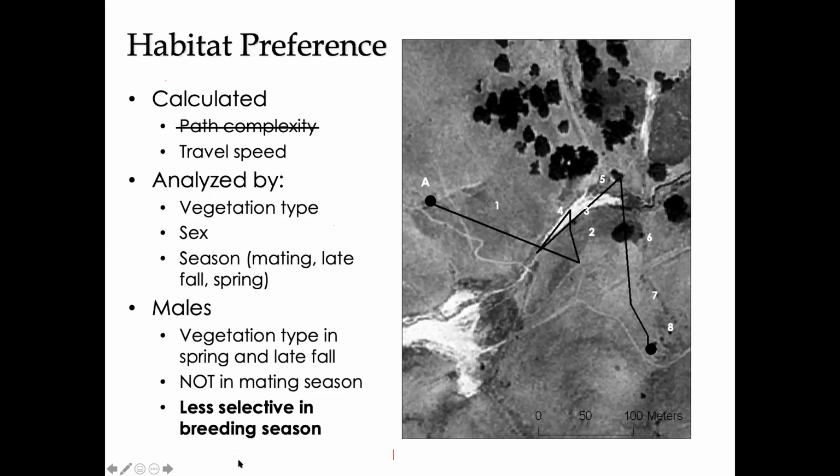Across all the males, they weren't very selective of vegetation type in the mating season. So that's kind of an interesting result, because it gives you an idea of when at least male badgers might be using suboptimal habitat if they were to be leaving this preserve and going out into, say, across roads or into agricultural or developed areas.